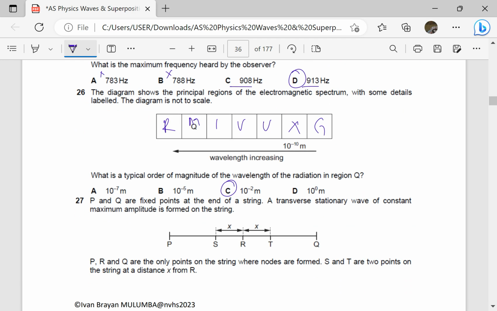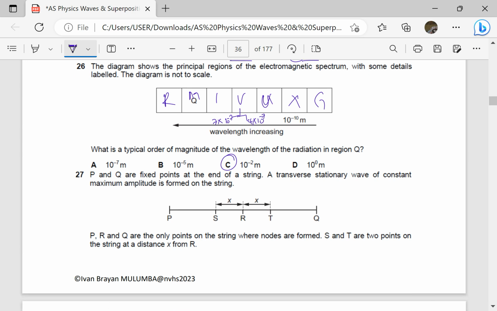We have already seen such a question. For visible light, it is about 10 power negative 7. This side, 7 times 10 power negative 7. Infrared is 10 power negative 5, 10 power negative 6. Then the other side, we have ultraviolet, 4 times 10 power negative 7 is for violet. Then ultraviolet must be less than that.